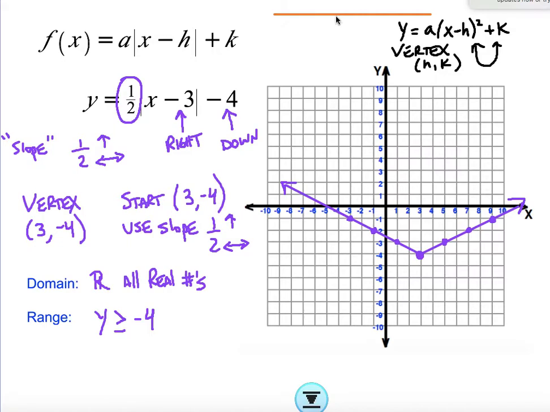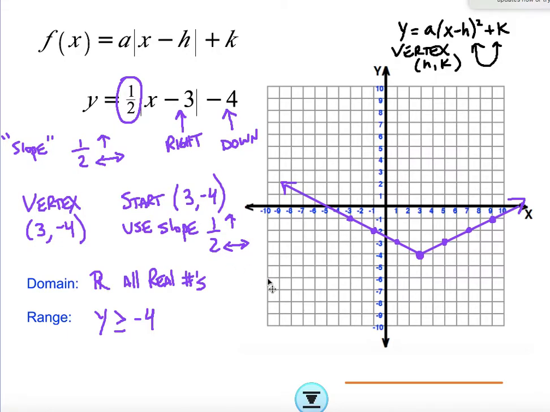All right, so again with range, we're looking from bottom to top. There are no y values down here. The smallest y value is right there at -4, and then it's all of these above it. So greater than or equal to -4 is the range.